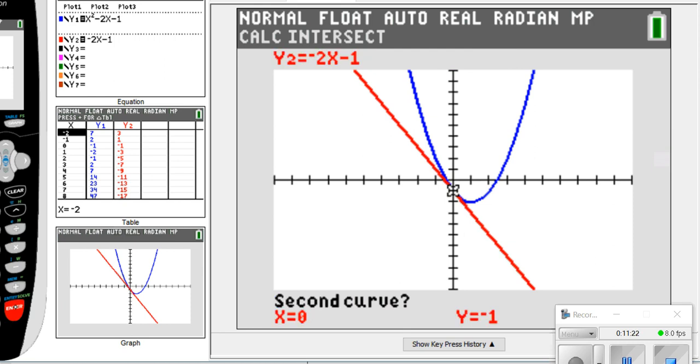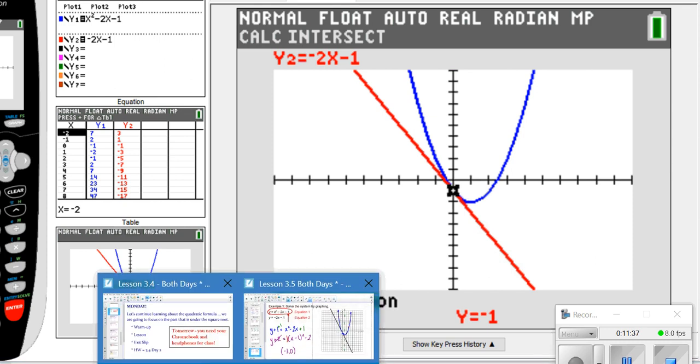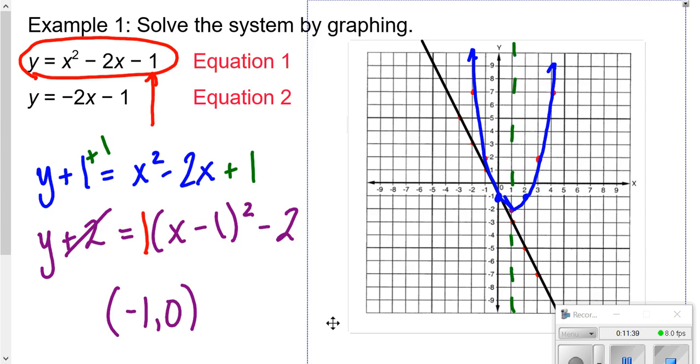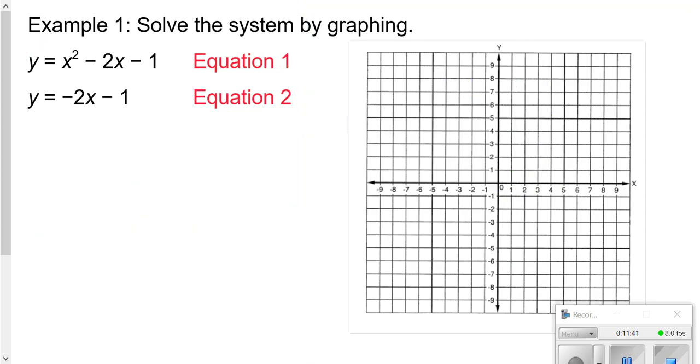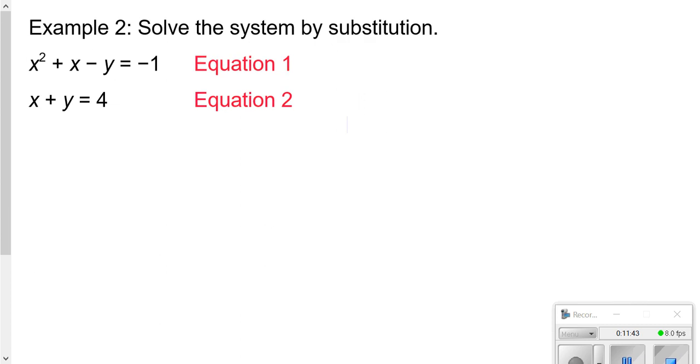It'll ask me, is y2 the second curve? And I'll say yes by hitting enter. It's going to ask me, do I think they cross at (-1, 0)? And I'm going to say yes again by hitting enter. And it confirms for me, indeed, the intersection is at (-1, 0). All right. There's another couple problems here with solving by graphing.